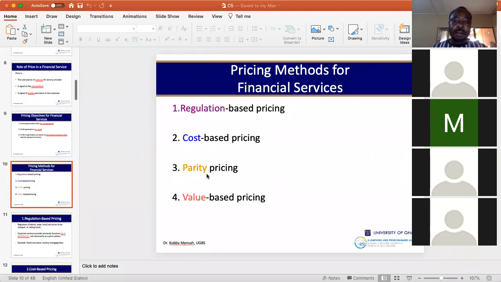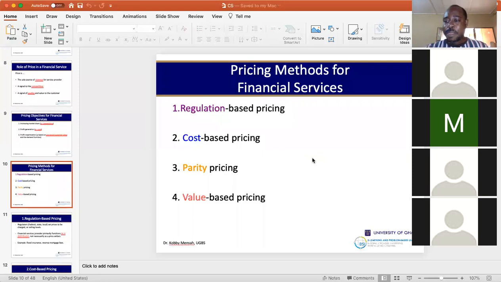Thank you. All right. So let's look at the methods for financial services pricing. Just as we were discussing earlier, there are 4 methods for pricing, and the regulation pricing is what Gilbert was explaining earlier on, where there's the base. So for regulation pricing in financial services, you're looking at how much is, do you call it prime rate, right?